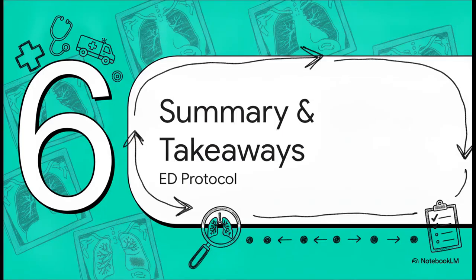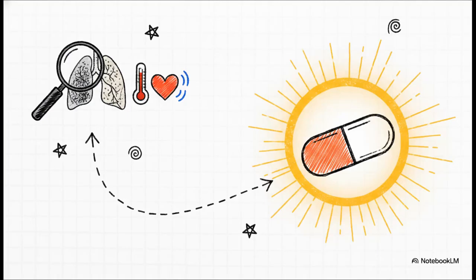Let's wrap things up with a summary and our key takeaways. All right, let's bring all this evidence together for a final debrief. Here is your ultimate ED protocol, distilled right from the sources. Step 1, try to identify the pattern. Is it a dense lobar consolidation pointing to bacteria, or a diffuse interstitial pattern hinting at a virus? Step 2, scan for those classic clues, your bulging fissures, air fluid levels, and silhouette signs.